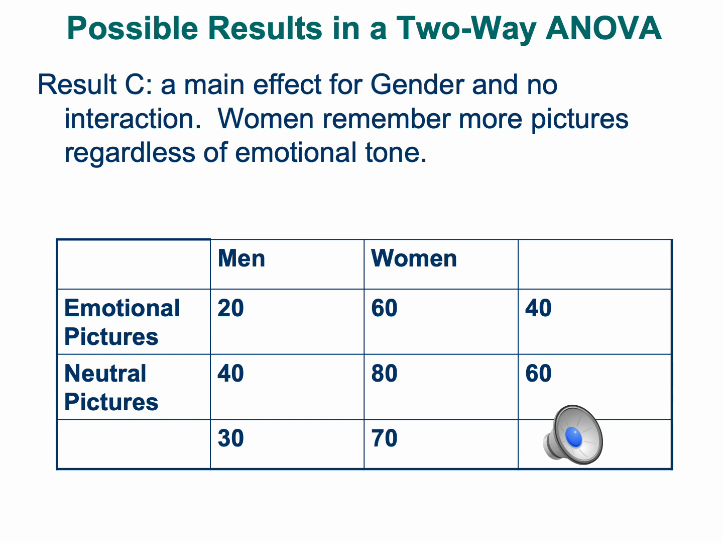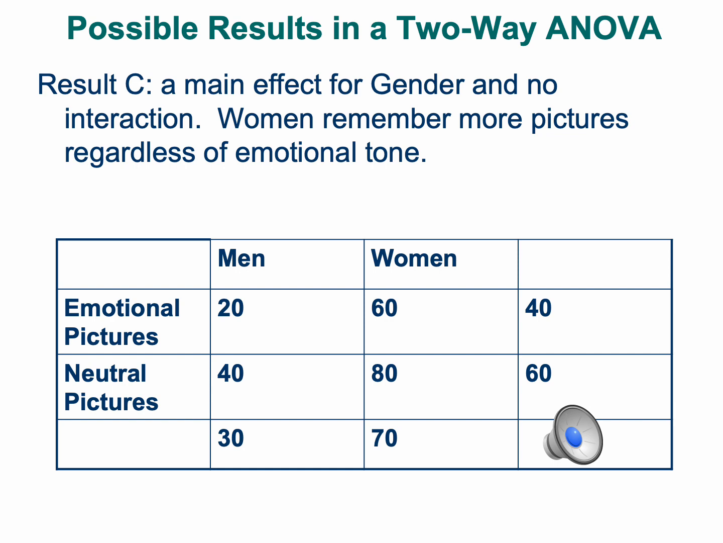Here's another possible result of the study. You could have a main effect for gender and no interactions. And here you've got women remembering more pictures regardless of emotional tone. So here you have the contrast of men and women. You see the men are at 30, the women are at 70. And emotional pictures and neutral pictures are roughly the same. And you notice that all the in between, referring to the emotional or neutral tone of the pictures, are reflecting the fact that there is a gender effect and not an effect for the tone of the pictures.